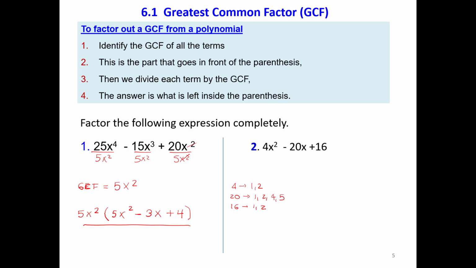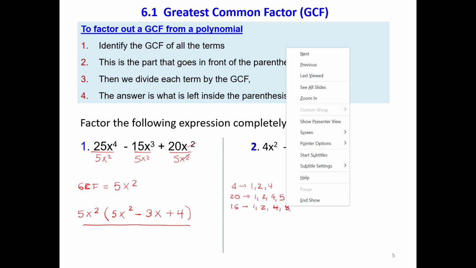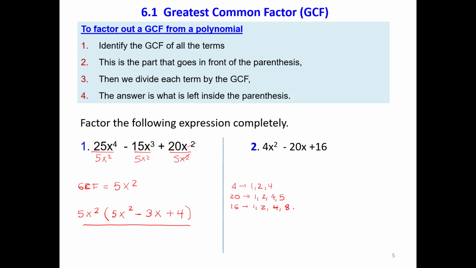1, 2, here I missed the 4, 1, 2, 4, 8, 16. And we can see the greatest common factor is 4. Yes? And the greatest common factor, this is 4. Now we need to check the variables. We had x to the second, x, but here there is no x.